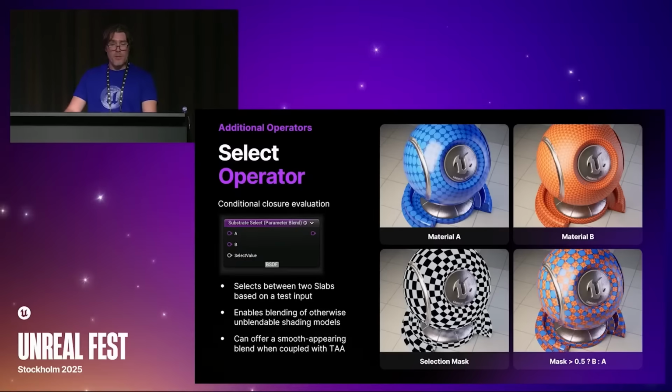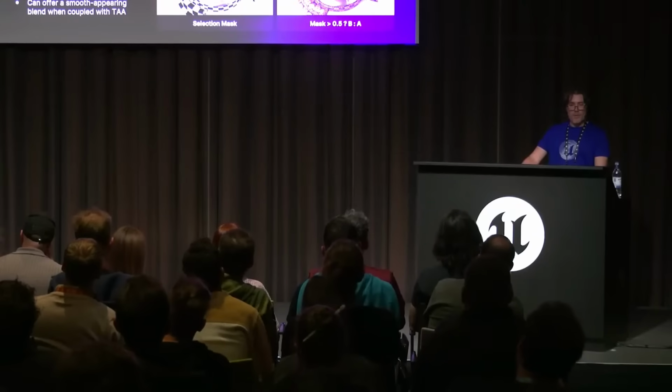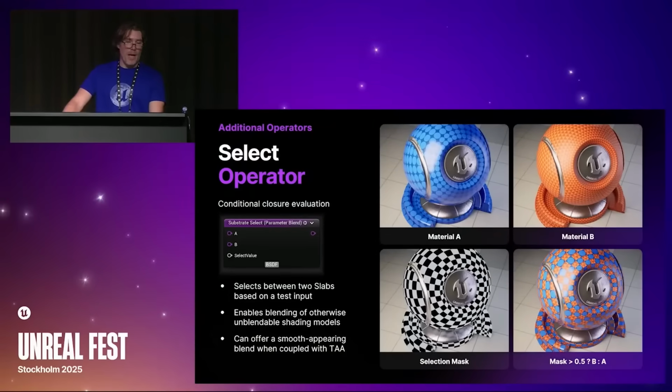In plain language, the statement reads, if the selection mask is greater than a value of 0.5, return material B, else return material A. Select is especially useful when you need to switch between shading models that can't be blended traditionally. One way to do this is to use a dithered evaluation combined with temporal anti-aliasing to produce a perceptually smooth result, even though only one slab is evaluated per frame. This makes it one of the only ways to blend certain features that are incompatible with horizontal blend, such as slabs using different subsurface profile assets.